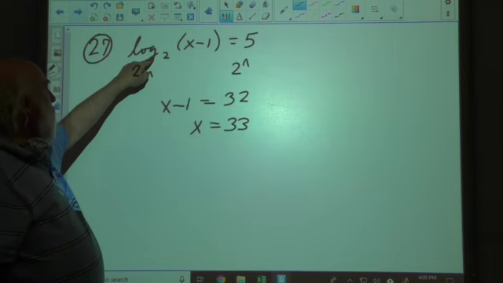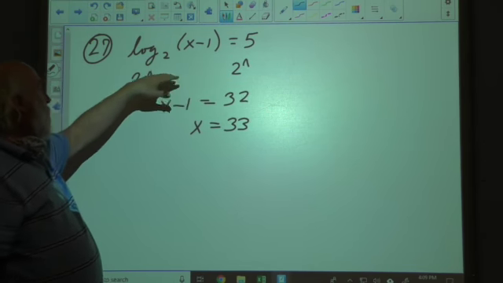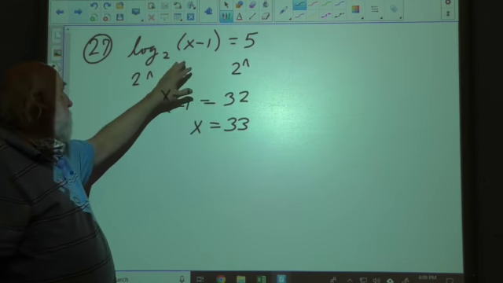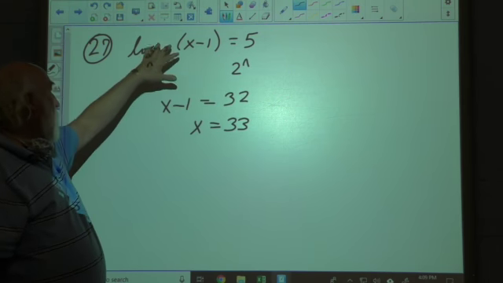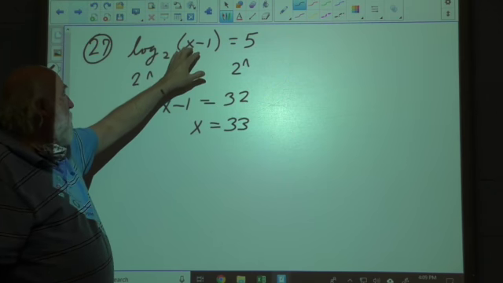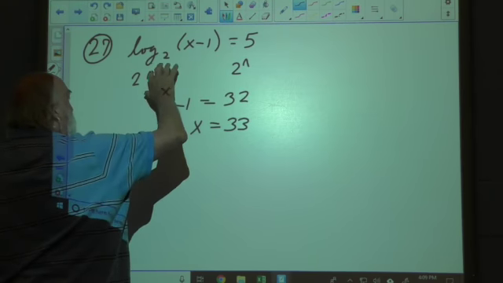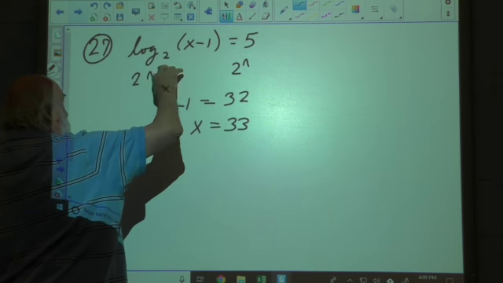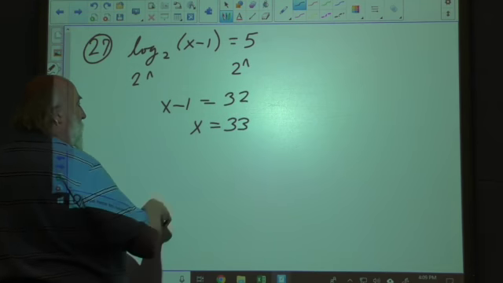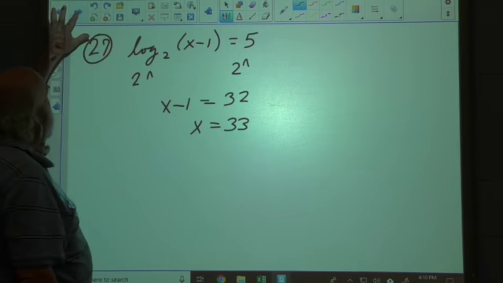Number 27, we're given log base 2 of x minus 1 equals 5. Well, if the log is base 2, then I'm going to take 2 to the power of these right here to get rid of the log. And this is saying the exponent of 2 is 5. That will give you x minus 1. So that means then the exponent of the quantity will give you x minus 1 equals 32. Add 1, x equals 33. This is so easy. Oh my gosh, this is crazy.